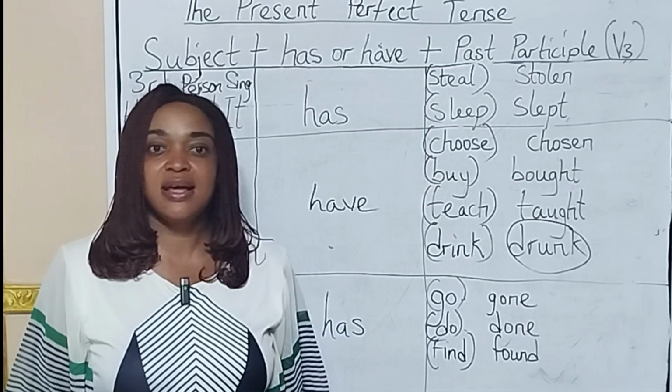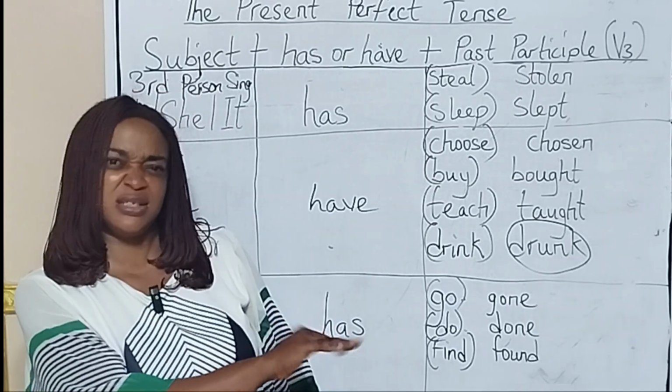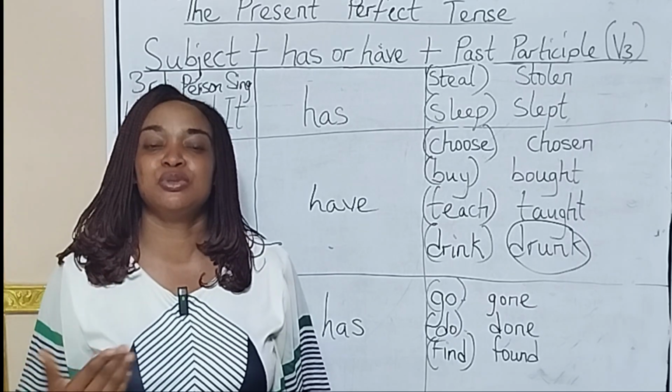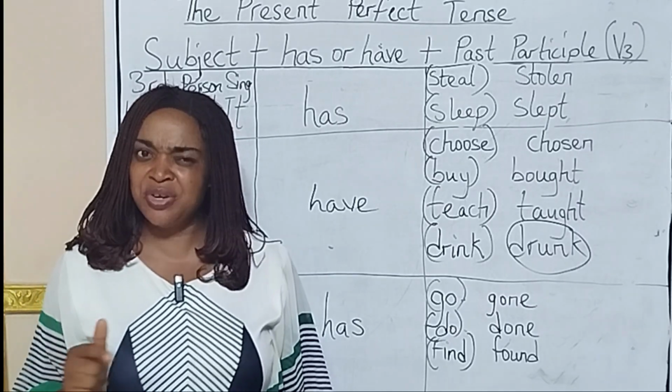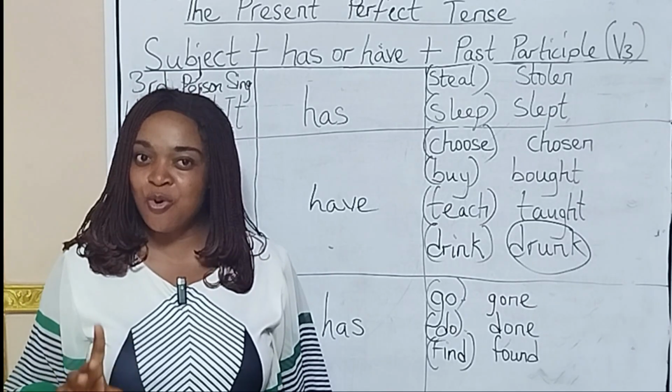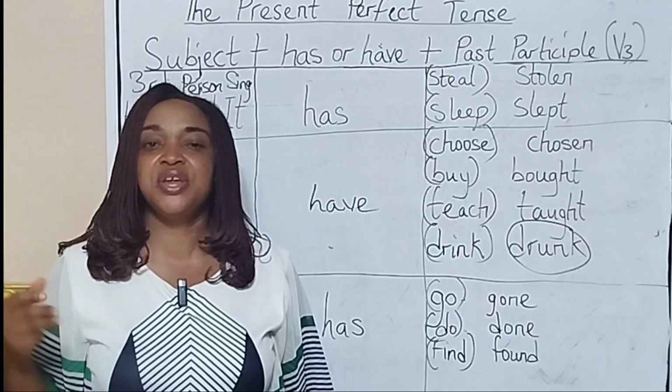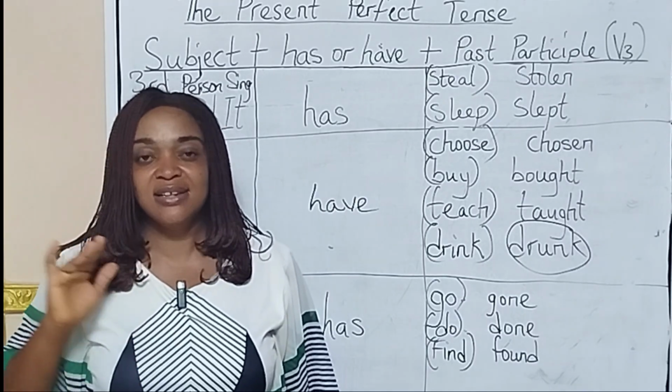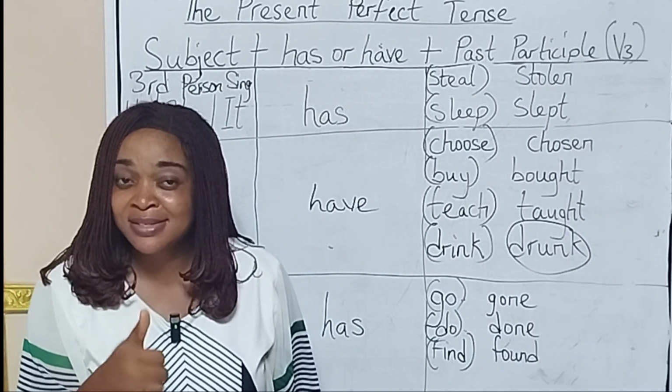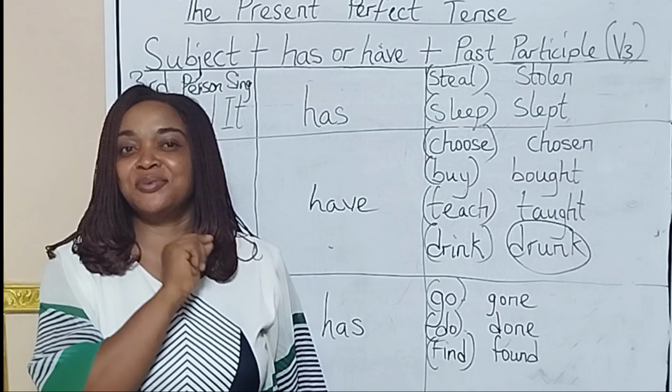Therefore, you can say, I drank my tea. That is a simple past tense. But when you come to the present perfect tense, where you need to put has or have, you go for the V3. And the V3 of the word drink is drunk. Does that make sense? All right, I want you to speak the right thing.